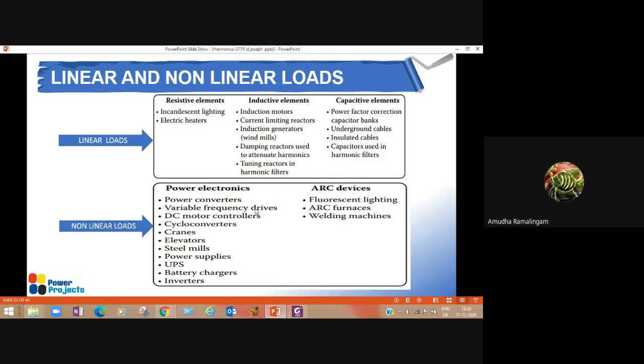Only the power electronic devices, whether it is a power converter or a VFD or a motor controller, cycloconverter, cranes, elevators, mills, UPS, battery chargers, inverters, and arc devices like arc furnaces and welding machines. These loads will be found in the industries. Okay, so all these devices, UPS you could have seen commonly in many industries, are the non-linear loads. Whenever we employ these loads, they will draw non-sinusoidal current from your supply. Okay, so this will ultimately distort your waveform.